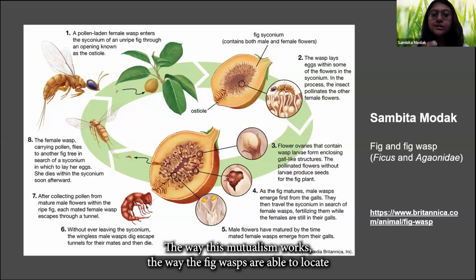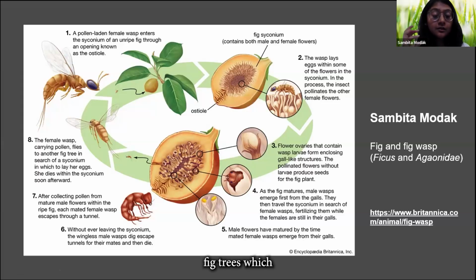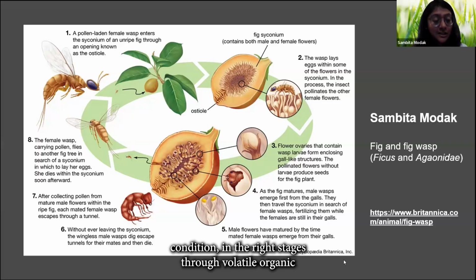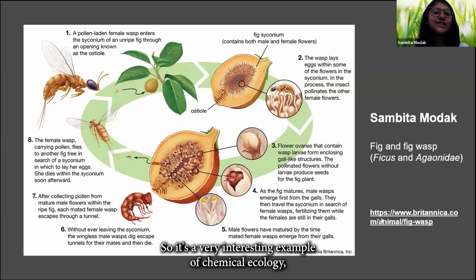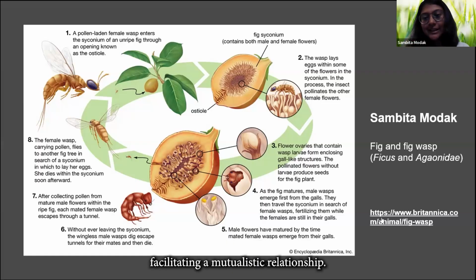The way this mutualism works, the way the fig wasps are able to locate fig trees which have inflorescences in the right condition, in the right stage, is through volatile organic compounds emitted by the inflorescences. So it's a very interesting example of chemical ecology facilitating a mutualistic relationship.